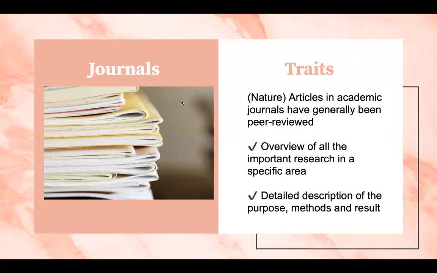Journals, by their nature, are articles in academic journals that have generally been peer reviewed. That means they've been tested by people within the professional fields. They provide an overview of all the important research in a specific area, and a detailed description of the purpose, methods, and results.